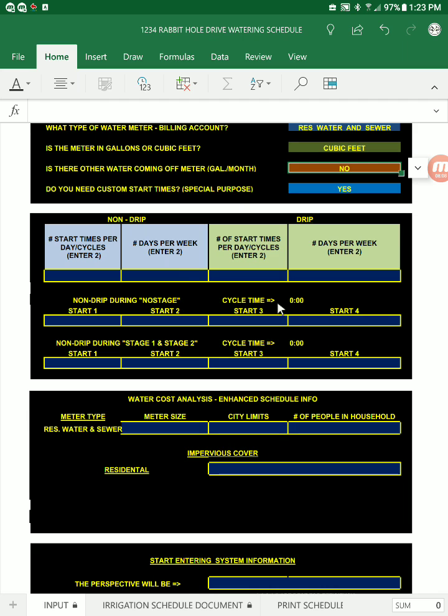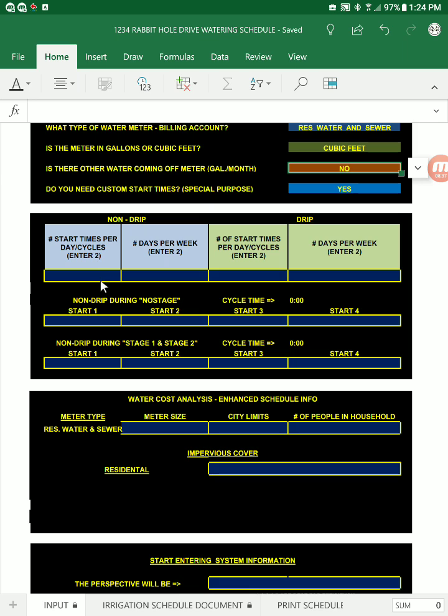So now we're down here, and this is where it's going to take a little bit of intuition on your part. Again, like we covered in the overview video, we are always building our schedule right here for when we are not in watering restrictions. The computer has already generated the water schedule for when we are in stage 1 and stage 2. So we're just building this for when we're not in watering restrictions.